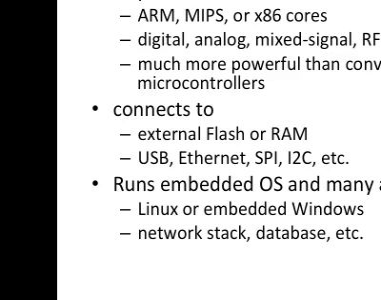With this system on chip design, you can connect the chip to external memory such as flash or RAM. Also, you can connect this chip to other peripheral interfaces such as USB, Ethernet, SPI, I2C, and these interfaces could be on chip as well as off chip. These processors are often much more powerful than conventional microcontrollers. That is to say, they are capable of running an embedded operating system, such as Linux or embedded Windows, and they may execute many applications that rely on network stack and databases, etc.